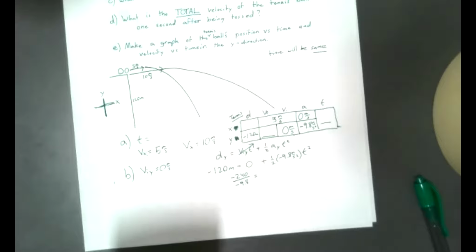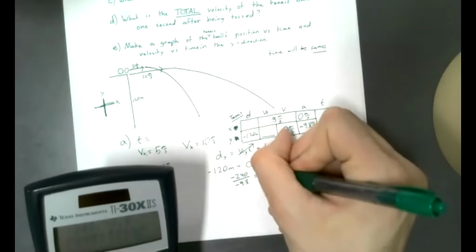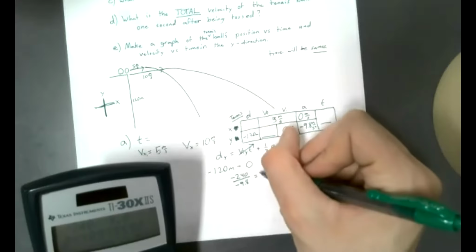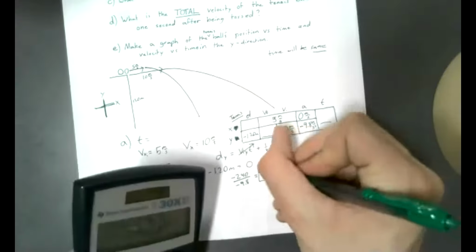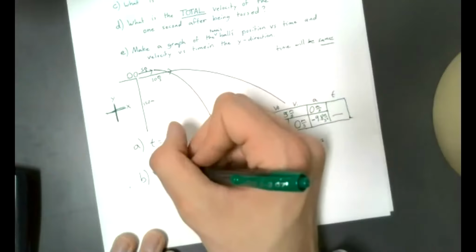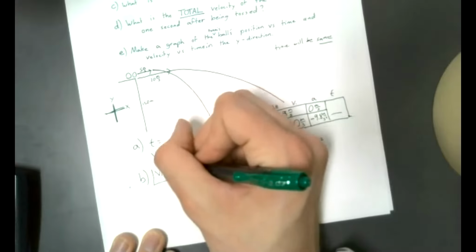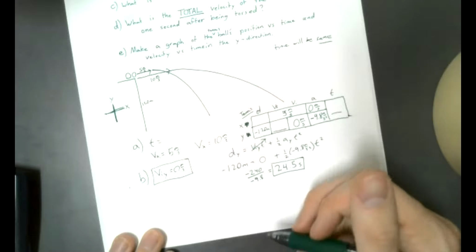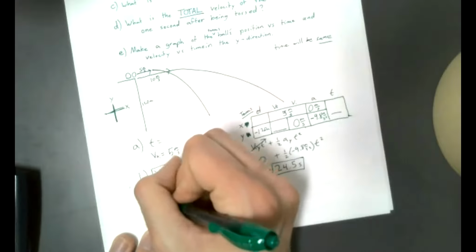Negative 240 divided by negative 9.8 gives me 24.5 seconds. So that's part A, how long it takes to reach the ground. And I already answered part B. Both of them are going to have an initial vertical velocity of 0 meters per second. So then we can move on to C.